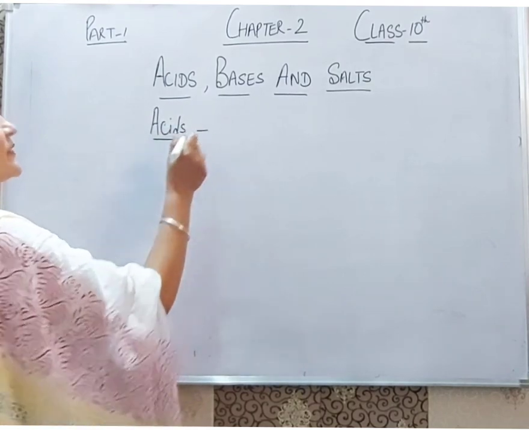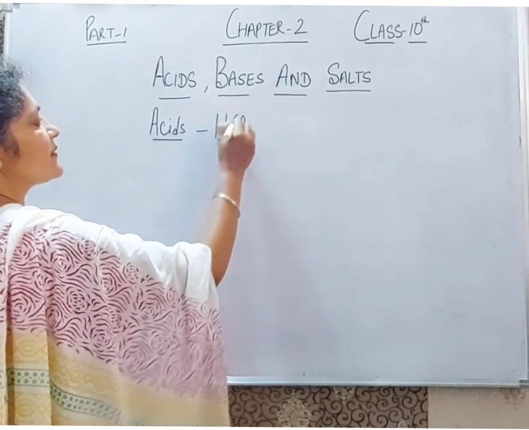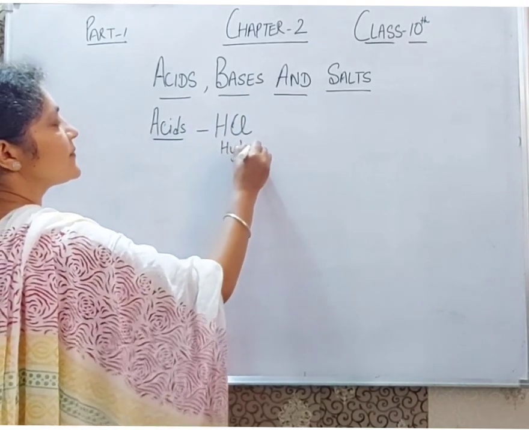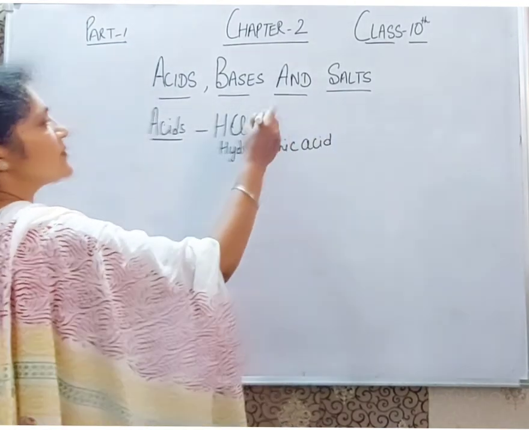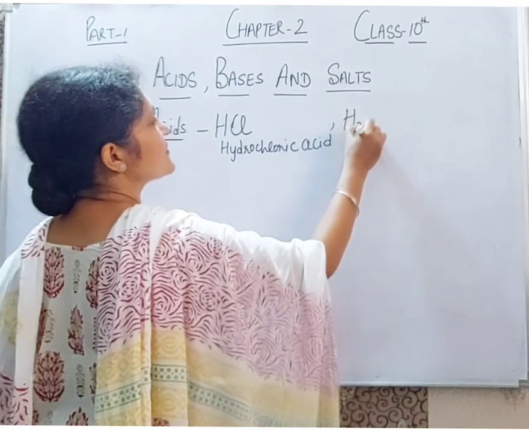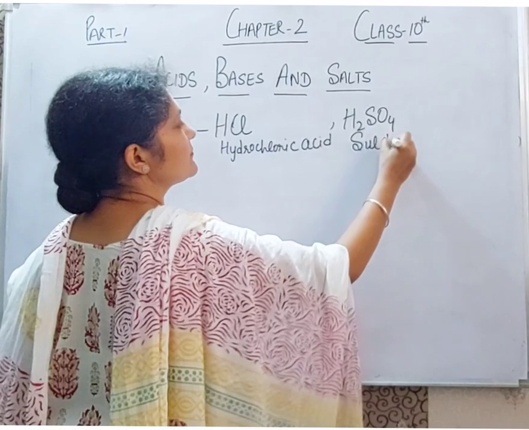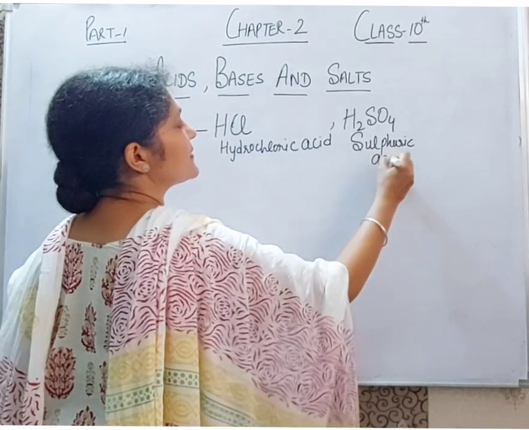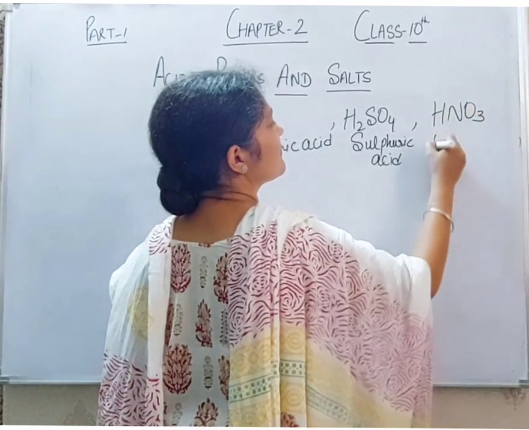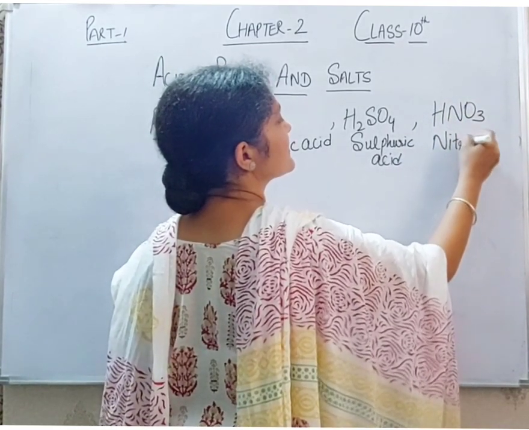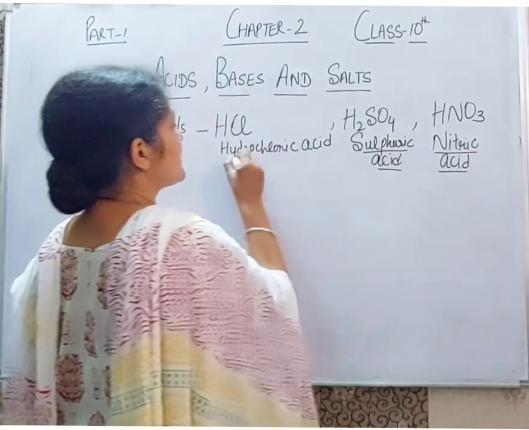Here I am going to write a few names of acids, that is hydrochloric acid. Now the second can be H2SO4, that is sulfuric acid. And I can also write HNO3, which is known as nitric acid. Now students, why do we call them acids?